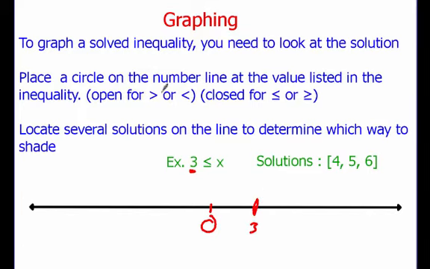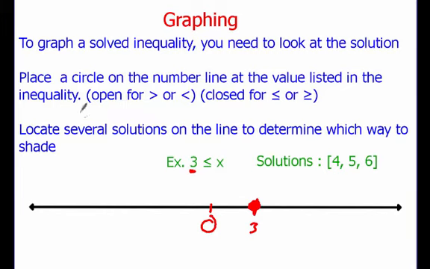Now when it's greater than or less than, you have just an open circle, or it's closed for greater than or equal to or less than or equal to, as in this case. The reason why it's closed is that 3 is part of the solution. If I plugged 3 in for x, 3 is less than or equal to x because 3 is equal to x. That's why we have a closed circle.